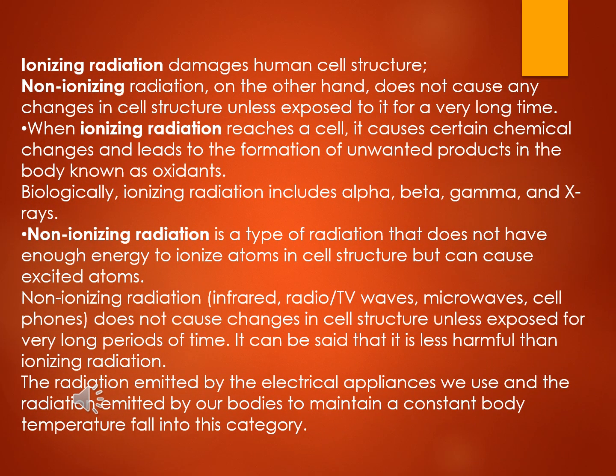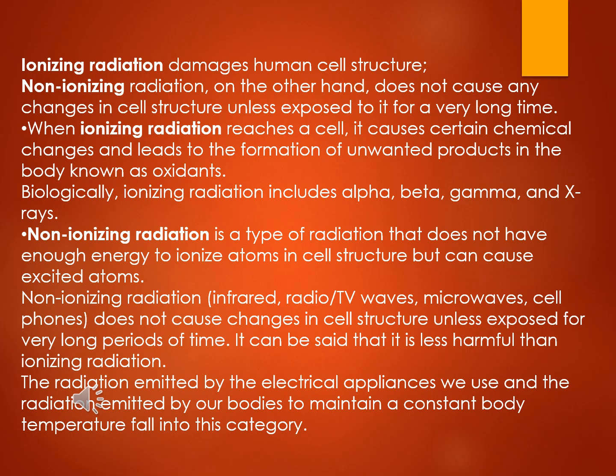Ionizing radiation damages human cell structure. Non-ionizing radiation, on the other hand, does not cause any changes in cell structure unless exposed to it for a very long time. When ionizing radiation reaches a cell, it causes certain chemical changes and leads to the formation of unwanted products in the body known as oxidants. Biologically, ionizing radiation includes alpha, beta, gamma, and X-rays.